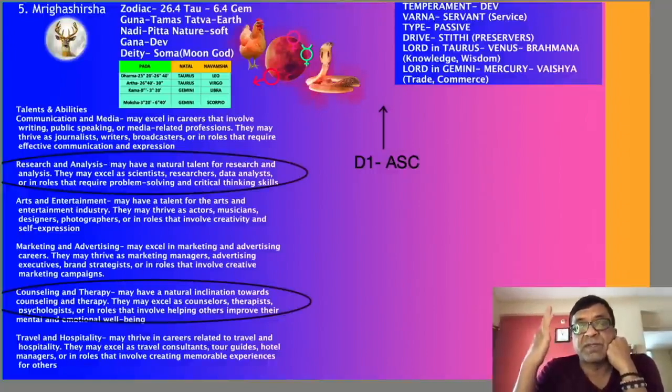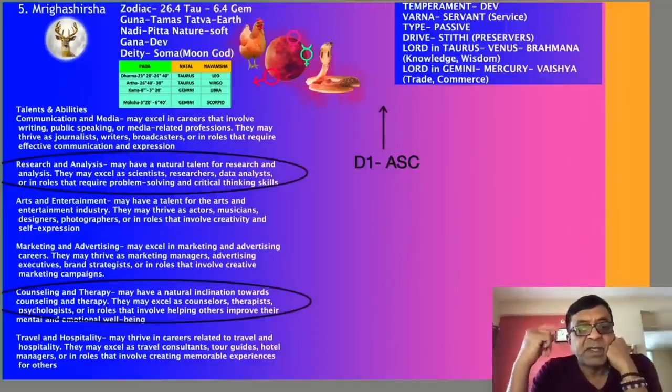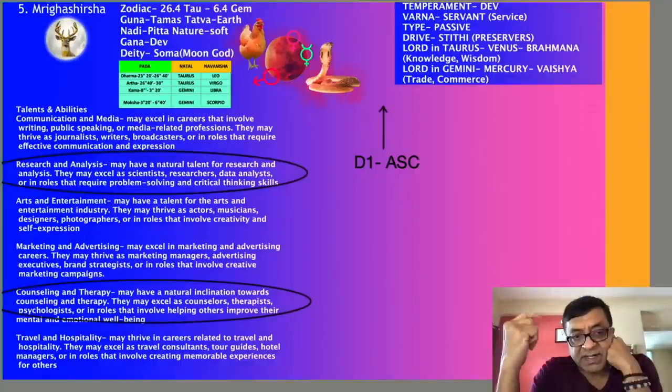So first of all, she's a very emotional person, can have mood swings, etc. But we are now talking about career only. I have circled two there, right? Research and analysis. The qualities of Mrigashira with respect to career. So first one being research and analysis.